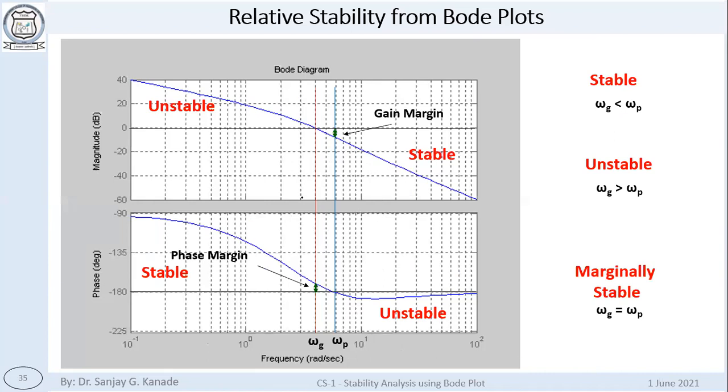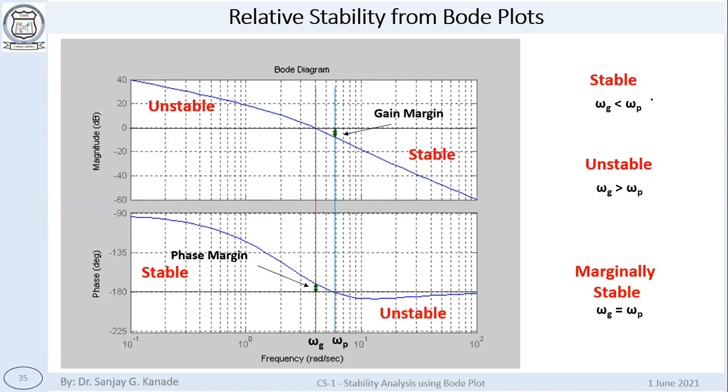See, for gain margin, below 0 dB is the stable zone, and for phase, above 180 degrees is the stable zone. Above 0 dB gain is the unstable zone, and similarly below 180 degrees is the unstable zone for the phase plot. On this side I have given it in summarized form.